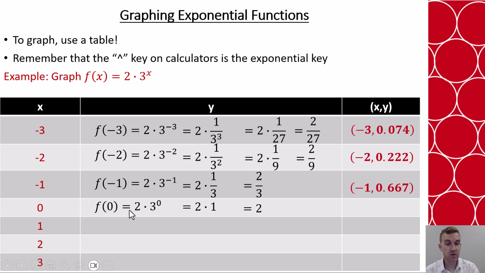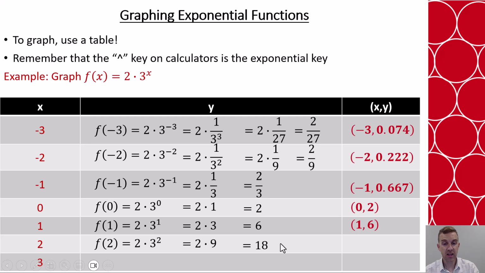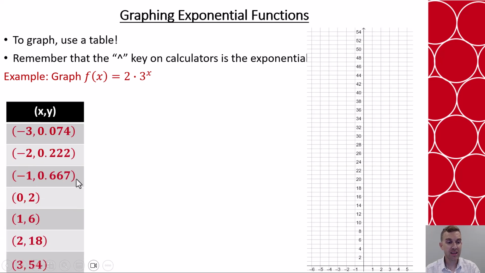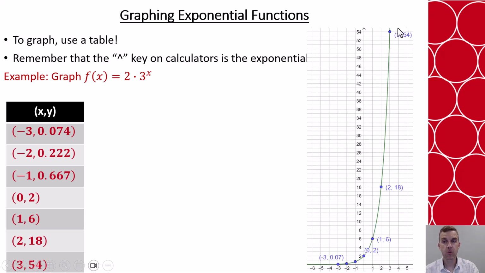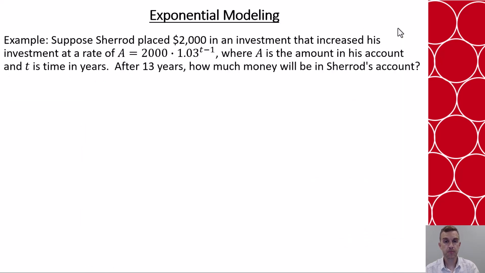0 is going to give me 2 because 3 raised to the 0 power is 1. To the first means it's going to be 2 times 3, which is 6. When I do it to the second, I'm going to end up with 2 times 9 is 18. And then to the third, 3 cubed is 27, so I get 54. Here's where that exponential growth starts to happen that we can see. So if we take these points and we plot them, you can start to see that really fast curve, and then you can see, well, how do I create that? And you can double check that again using something like Desmos.